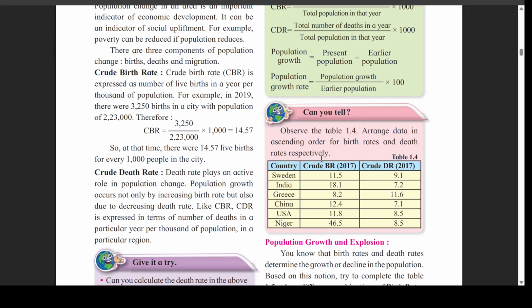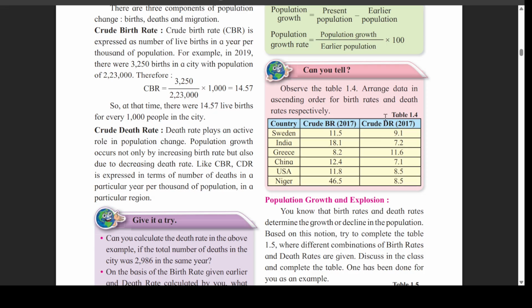Can you tell? Observe table 1.4. Arrange the data in ascending order for birth rate and death rate respectively. Country, birth rate, death rate. Sweden 11.5 and death rate is 9.1. India, birth rate is 18.1, death rate is 7.2. Greece, birth rate is 8.2, death rate is 11.6. China, birth rate is 12.4, death rate is 7.1. USA, birth rate is 11.8, death rate is 8.5. Niger, birth rate is 46.5, death rate is 8.5.